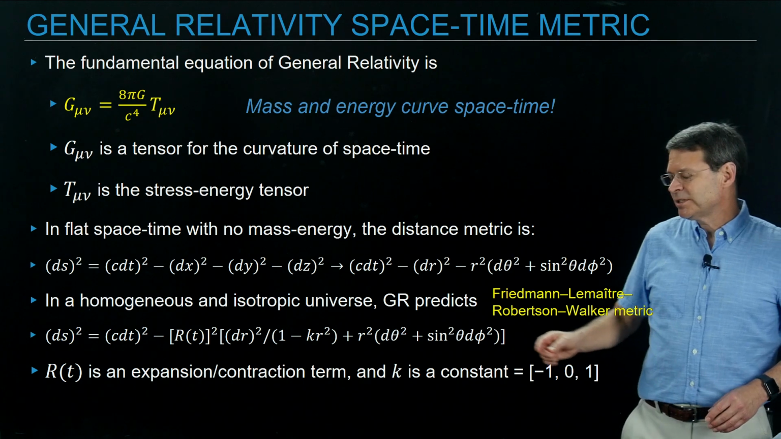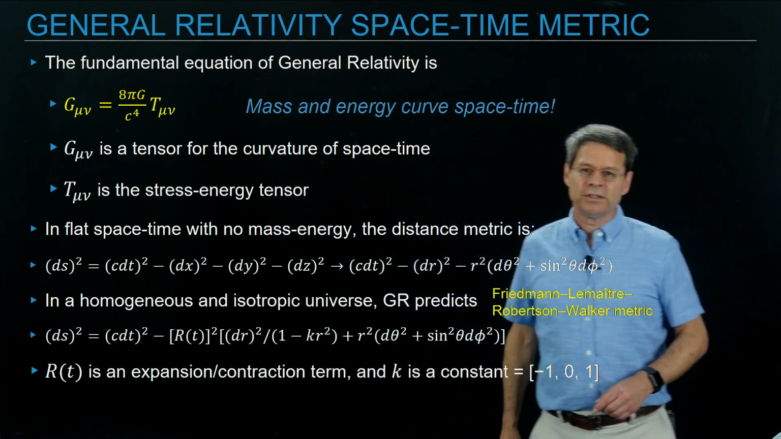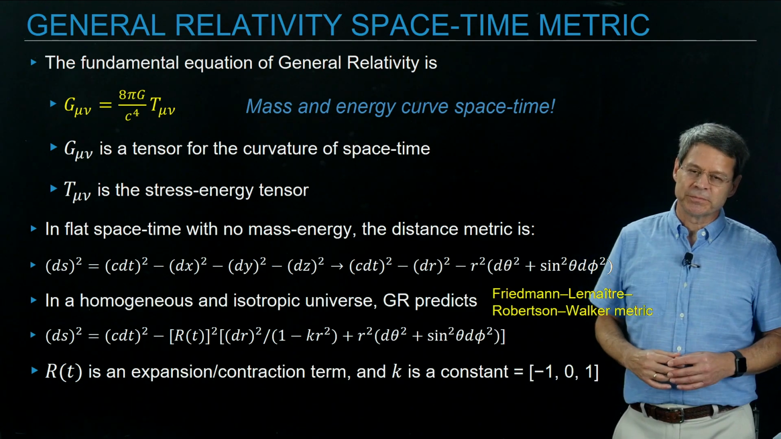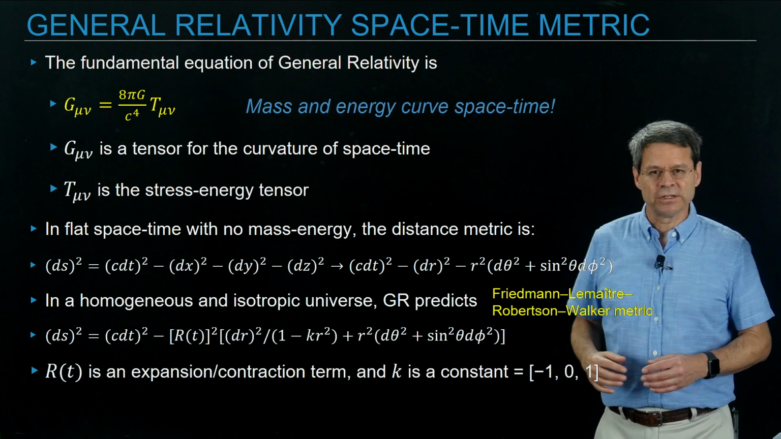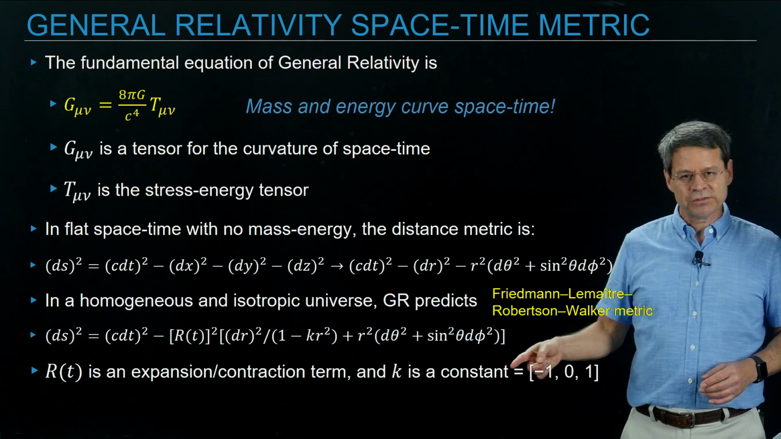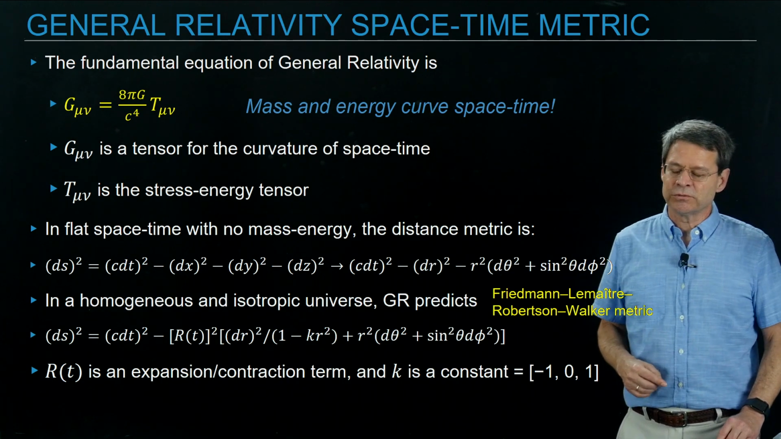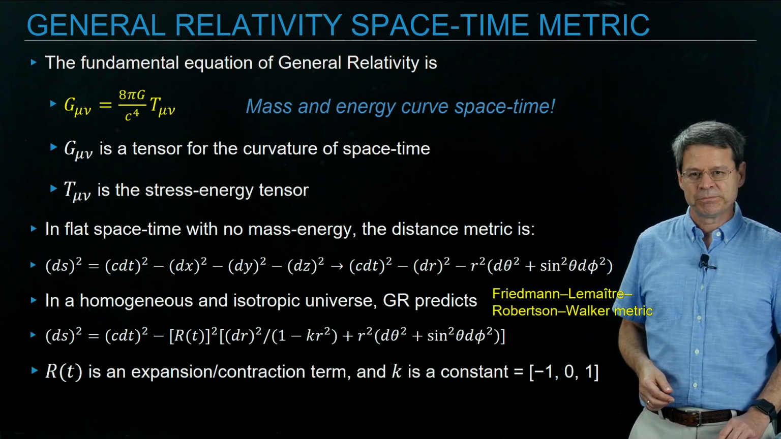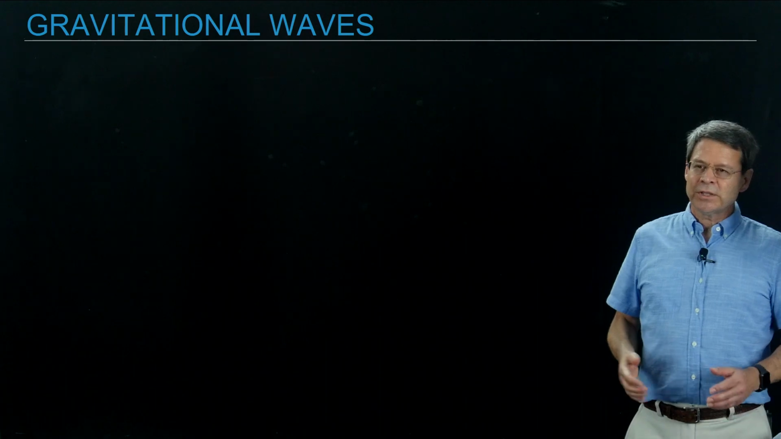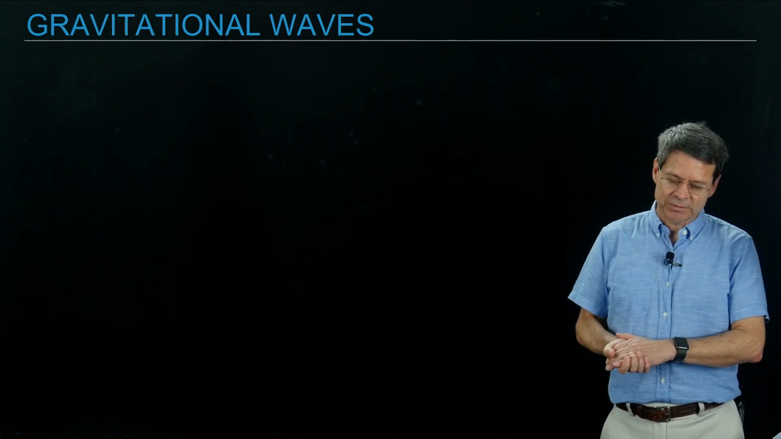And the R of t that's out front of the spatial pieces here is an expansion or contraction term, right, depending on if it's growing or shrinking. And k is a constant, which can be either minus 1, 0, or 1. It has to do with the curvature of space-time. Okay, now, so those are just some details. We'll come back to that space-time metric.